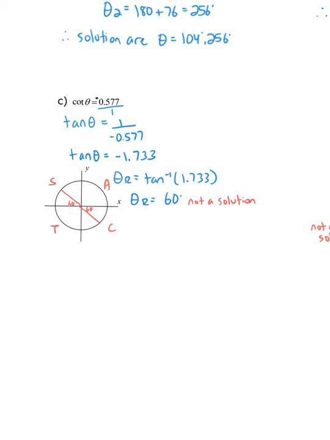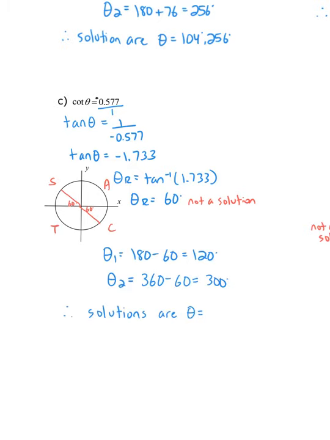So the first one is 180 take away 60 to get to that first solution, and the second solution is 360 take away 60 to get to that second solution. So 180 degrees minus 60 is 120, and 360 take away 60 is 300. Both of those lie in the interval between 90 and 360, so they are both solutions. So the solutions for theta are 120 degrees and 300 degrees.